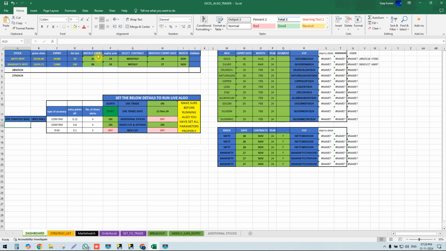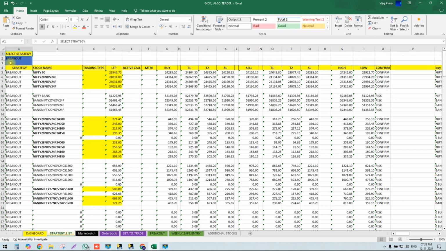And make sure you have written a perfect and accurate expiry date, weekly expiry and monthly expiry. You have to mention it accurately here, or else this will not work. Okay guys, we'll come back to the breakout strategy now. This is the breakout strategy we have to select here. This is the second step, the strategy selection.